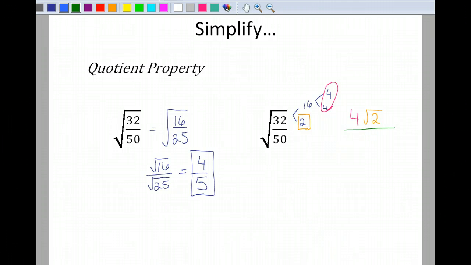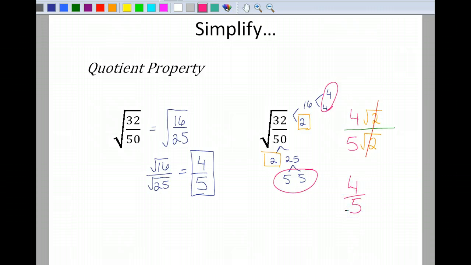Okay, now I'm going to simplify the denominator, my 50. Oh, I've got 2 and 25. Oh, and I see 25, and I'm really happy because I know that 25 is 5 times 5. Oh, and look what's going to happen. These sweet little 5s are going to go out. And this poor little 2 doesn't have anybody to go out with, so he's got to stay home. So I've got 4 square root of 2 over 5 square root of 2. And then I say, oh, these guys are going to cancel out, leaving me with a final answer of 4/5. Two different ways to get to the same answer.